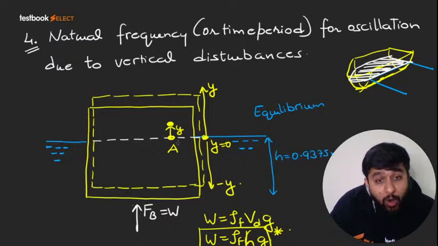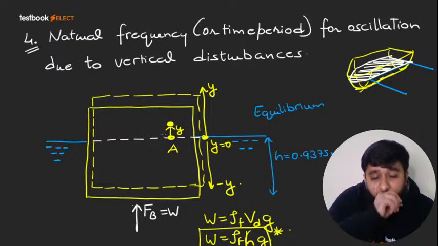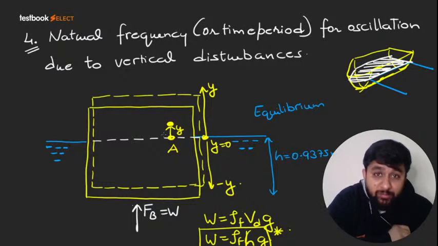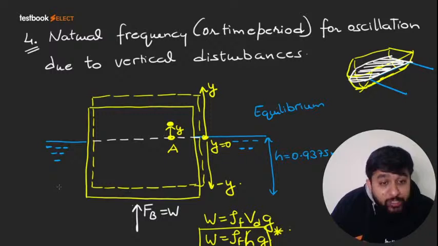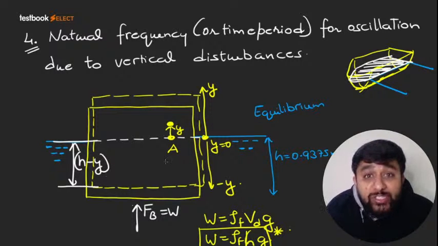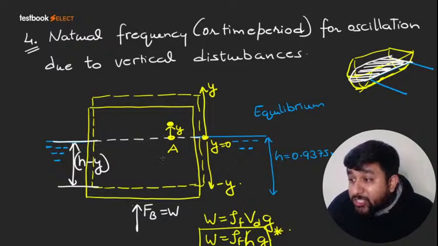So now the point A is at Y position. This means the depth of the object inside water is only H minus Y.